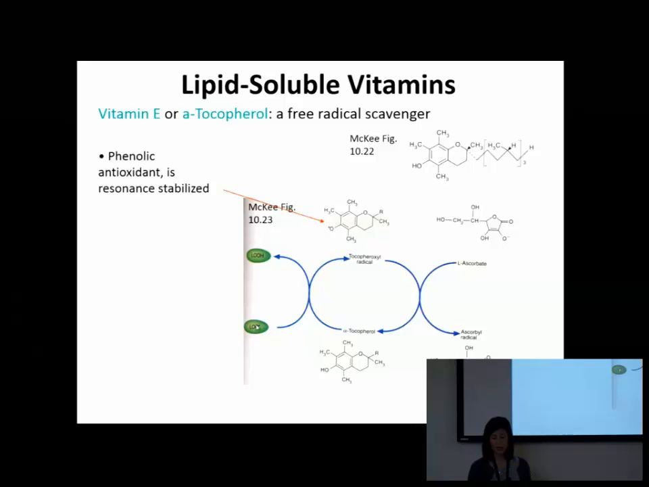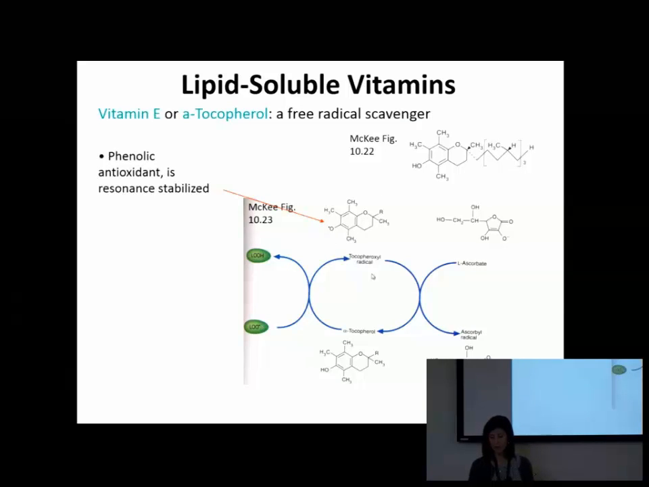So what they'll do is the free radical will be passed to alpha tocopherol. And the reason why it goes from the lipid to alpha tocopherol is because this free radical is actually stabilized within this ring. So it's resonance stabilized. So that's why it's more stable for it to go from the lipid to the vitamin E. Now, vitamin E is lipid soluble.